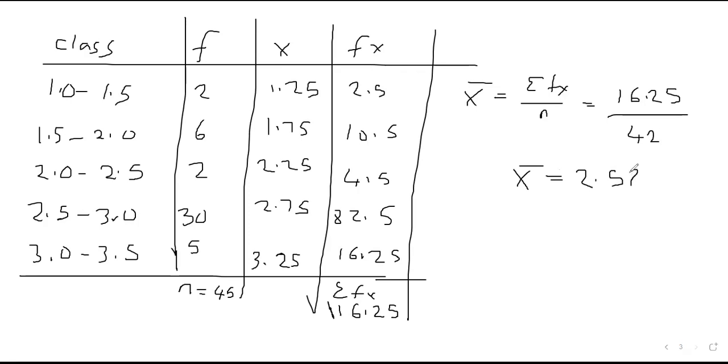.58 meters. Okay. So the mean should range within the mode or the modal class. So the highest frequency is 30. Divide by 45, not 42. N is 45, not 42.